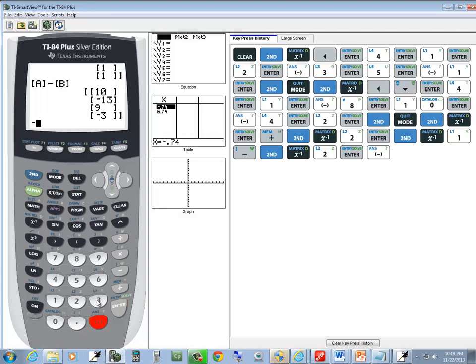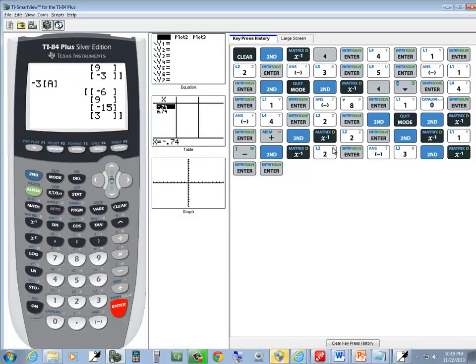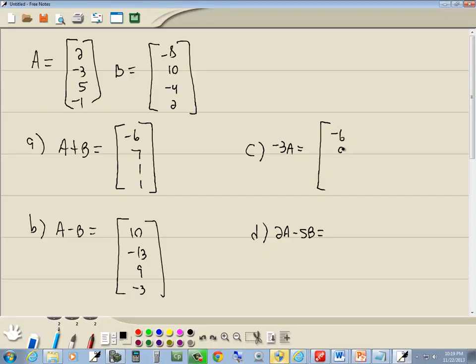Now negative 3A. I do negative 3, then I'll get A, so do second x negative 1, enter on A, enter again. And we get negative 6, 9, negative 15, 3.